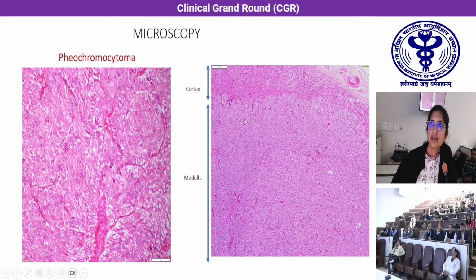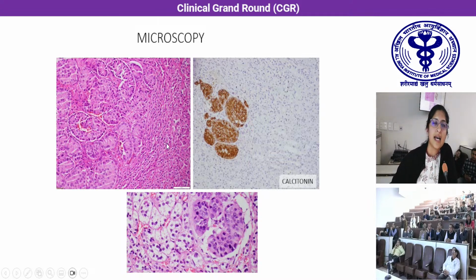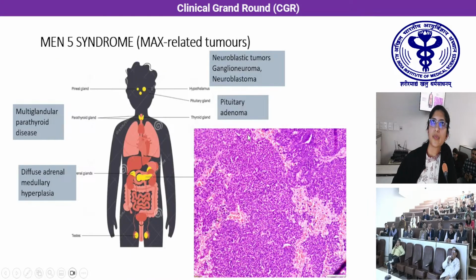And as we can see here, there is a reversal of the corticomedullary ratio. The medulla is involving almost the entire thickness of the adrenal. And as we know, MEN2B is very aggressive. So we had a patient who presented with medullary thyroid carcinoma metastasis to the adrenal, and this showed immunopositivity for calcitonin.